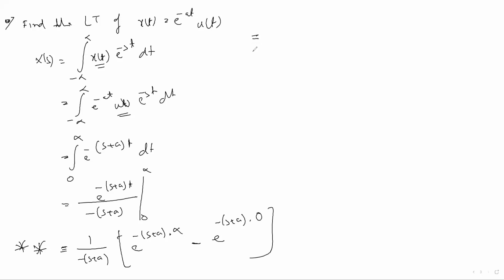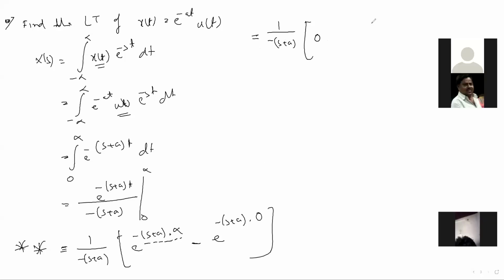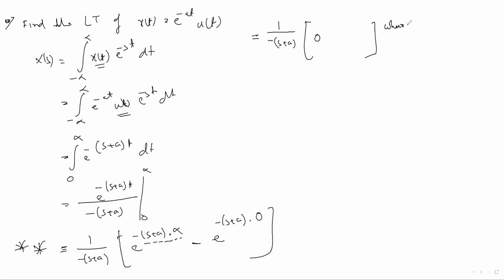Why is it important? Because this term, e to the power minus s plus a into infinity, its value will be 0 only when s plus a is greater than 0. I have seen many times, this s plus a should be greater than 0, isn't it?